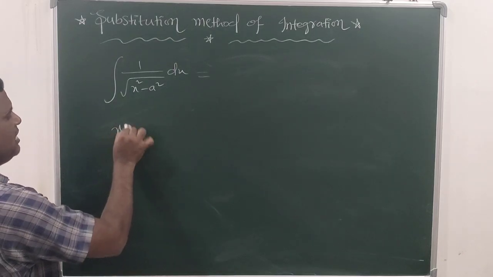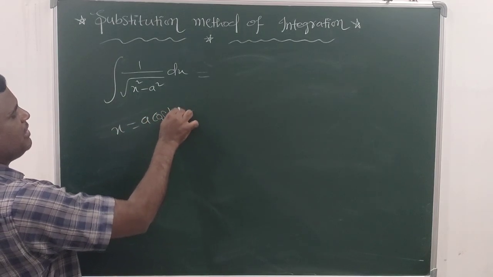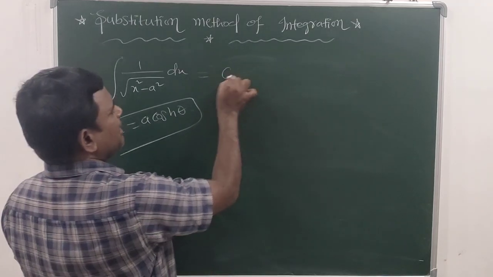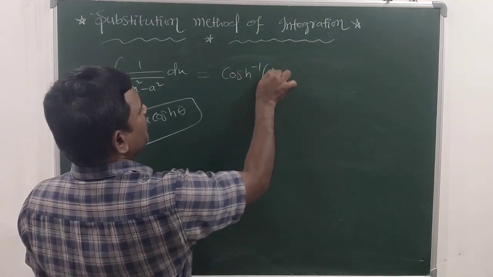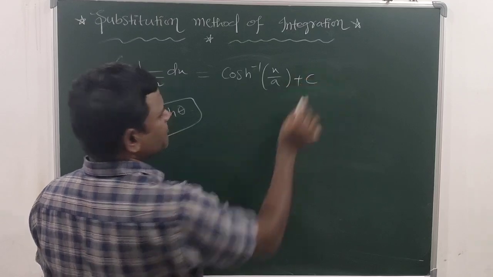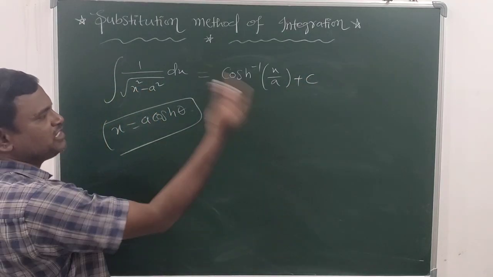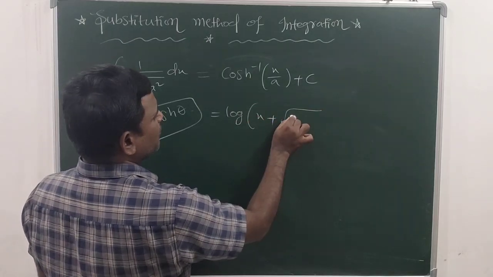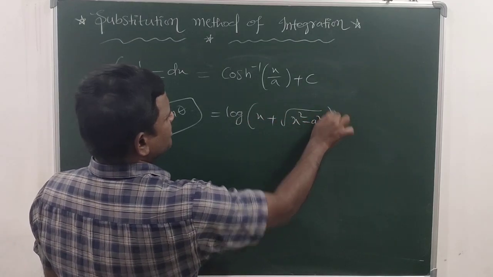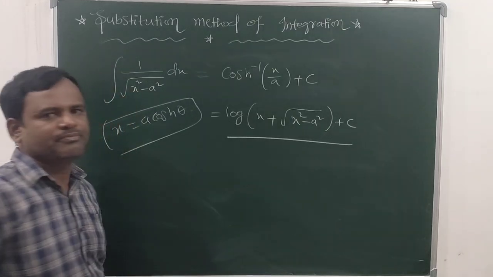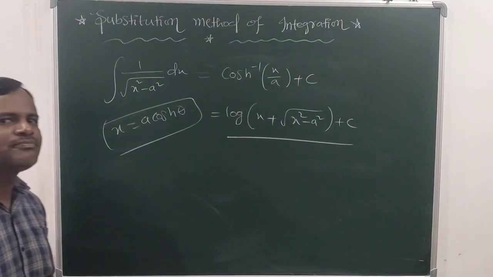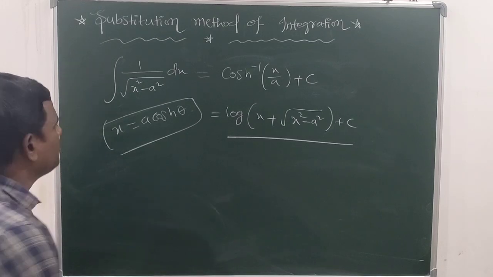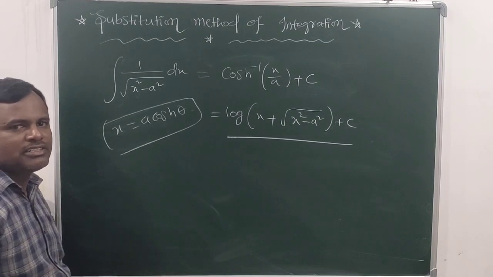Here the substitution is x equal to a cosh theta. Follow the same procedure. At the end you will get cosh inverse of x by a plus c. If you want to express this in terms of logs, you will get log of x plus root of x square minus a square plus c. Okay students?